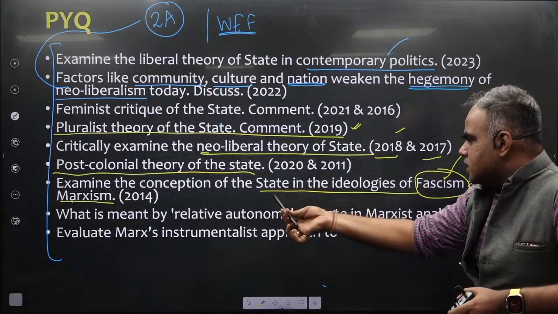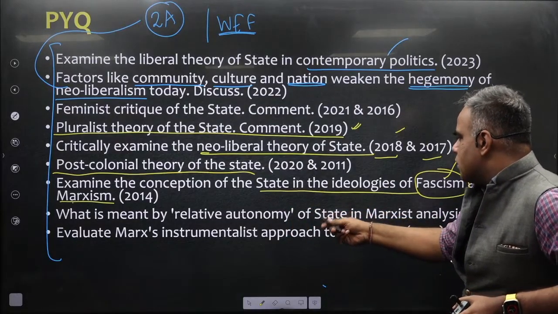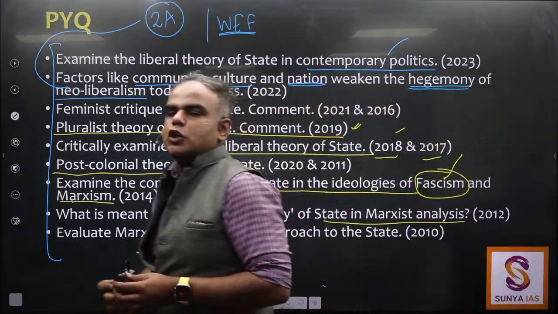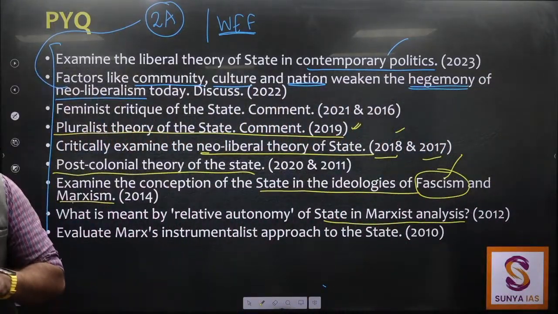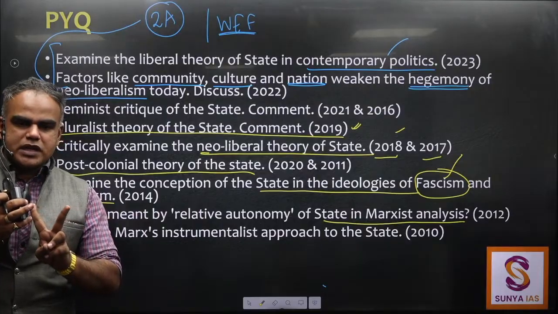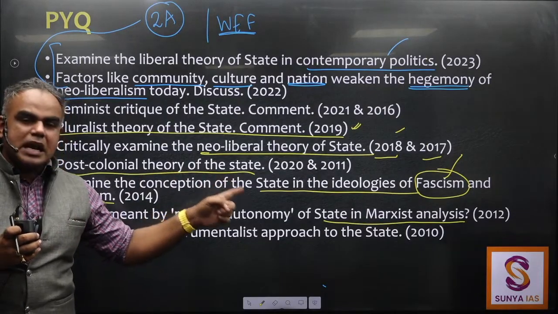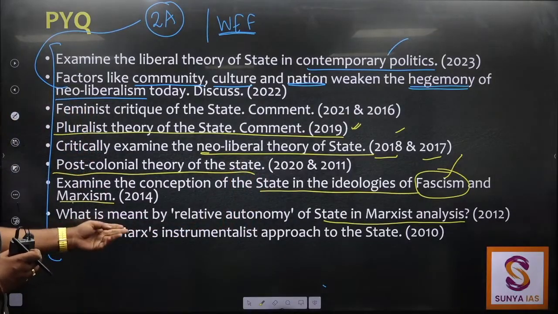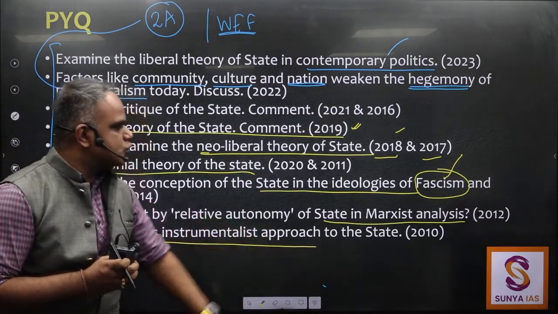Okay, what is the meaning of relative autonomy theory of state in Marxist analysis? In Marxist analysis, there are two major theories. One is instrumentalist view of state, okay, and second is relative autonomy theory of state. Both of them we'll see today, okay. Same thing, Marx instrumentalist approach to state.